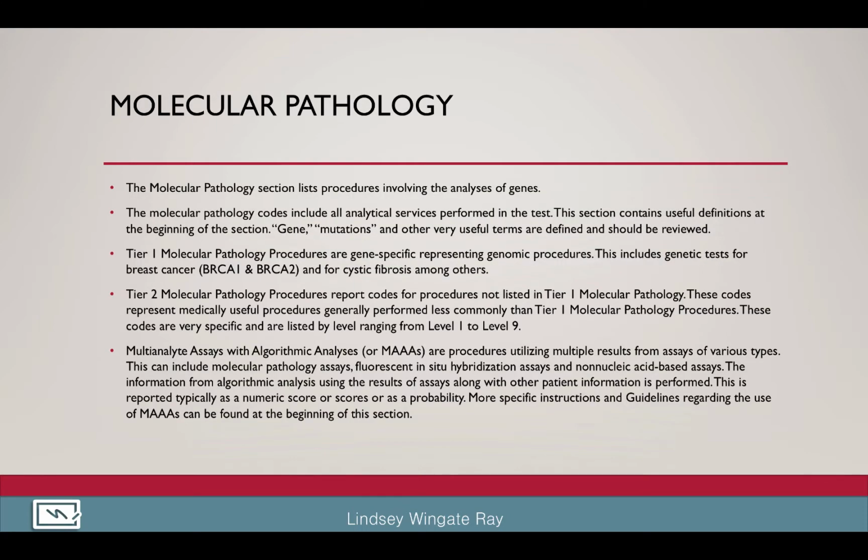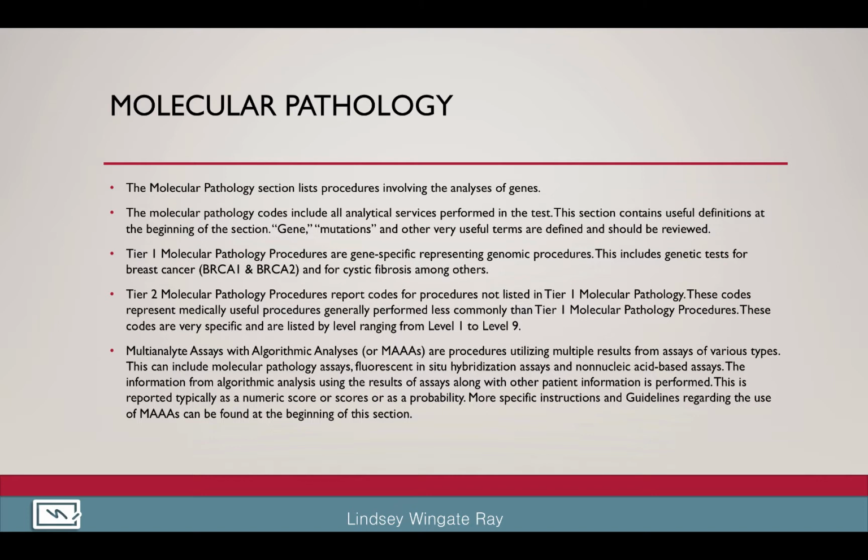Turn to the molecular pathology section. The molecular pathology section lists procedures involving the analysis of genes. This exciting and developing area of medical testing promises clues to illness and possible future treatments. Code selection is typically based on the specific gene or genes being analyzed. The molecular pathology codes include all analytical services performed in the test. This section contains useful definitions at the beginning, such as gene, mutations, and other very useful terms that are defined and should be reviewed. Tier 1 molecular pathology is the first section.